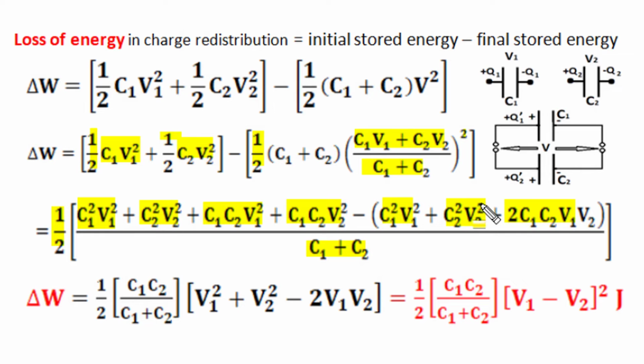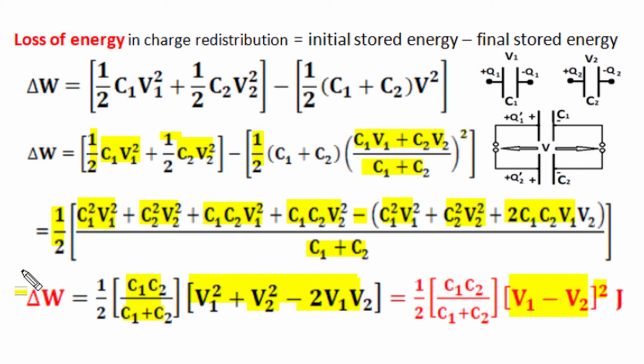Now in this expression, these terms C1 square V1 square and C2 square V2 square get cancelled out, and when we take C1 C2 common in the numerator and in the denominator we have C1 plus C2, then the remaining expression becomes V1 square plus V2 square minus 2 V1 V2, and this is nothing but (V1 minus V2) whole square.